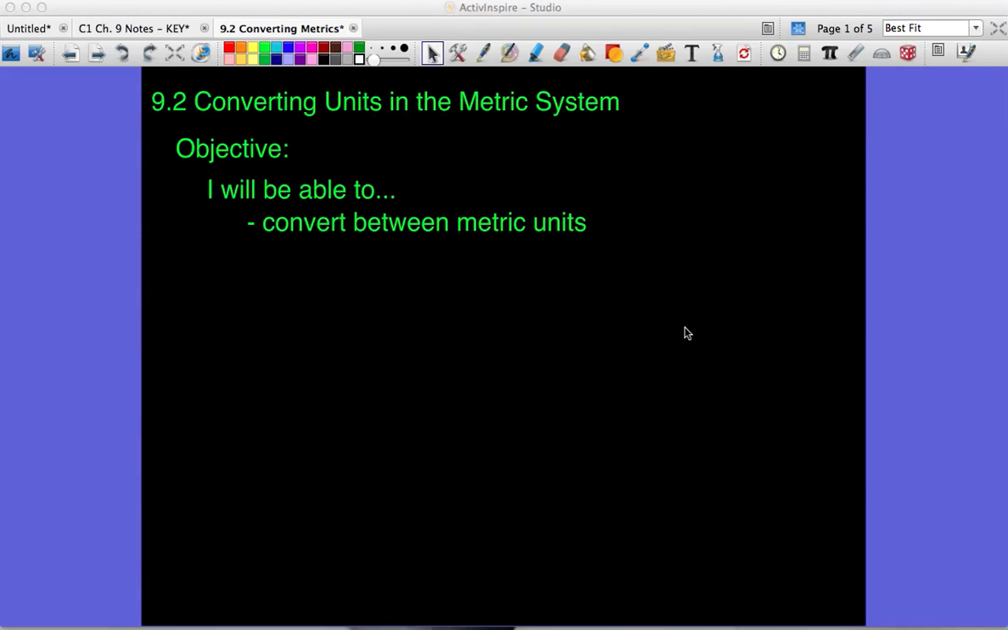Welcome to Lesson 9.2, Converting Units in the Metric System. Like we talked about in Unit 1, the metric system is a base 10 system, which makes converting between the units a lot less complicated than it is to convert between customary units.